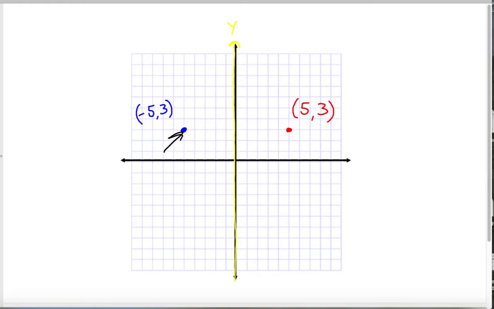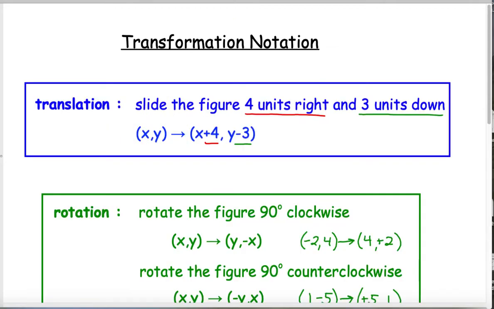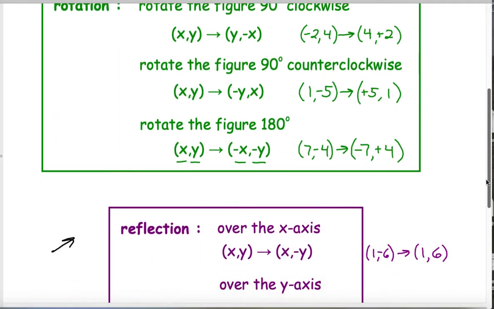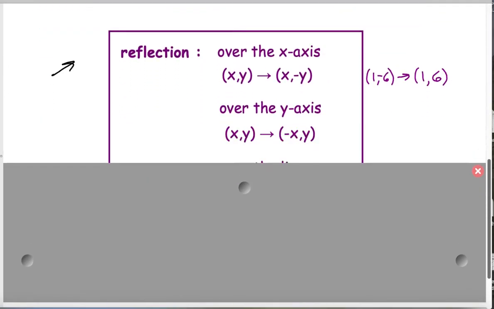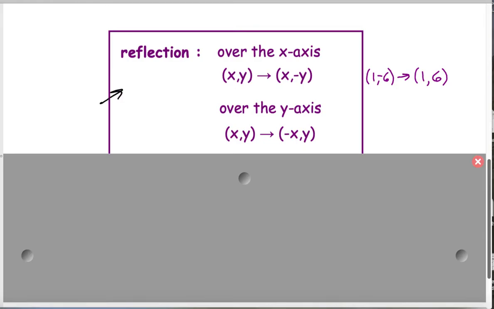Because we're still 3 up, we still went 3 up, but this time instead of going left, we went right. And that's the x direction, so we're changing our x number. So that's our rule for reflecting over the y-axis. The y number stays the same, but the x number becomes the opposite. So, just to repeat, look at the pattern here. If you reflect over the x-axis, the x stays the same, and the y changes. To reflect over the y-axis, the y stays the same, and you switch the x numbers.